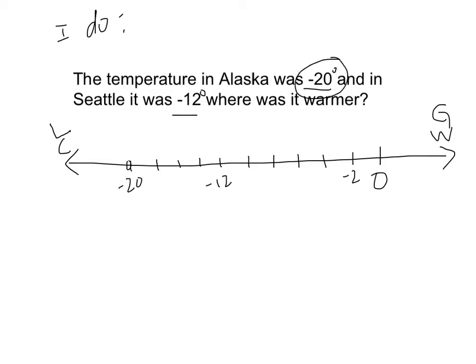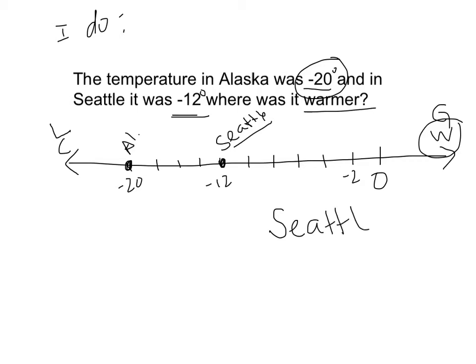Negative 20 is Alaska, and negative 12 is Seattle. The question is, which one is warmer? Well, which one is closer to warmer? Seattle at negative 12. So all you would have to do is answer, oh, Seattle was warmer. Negative 12 is warmer than negative 20. Negative 20 is very cold.